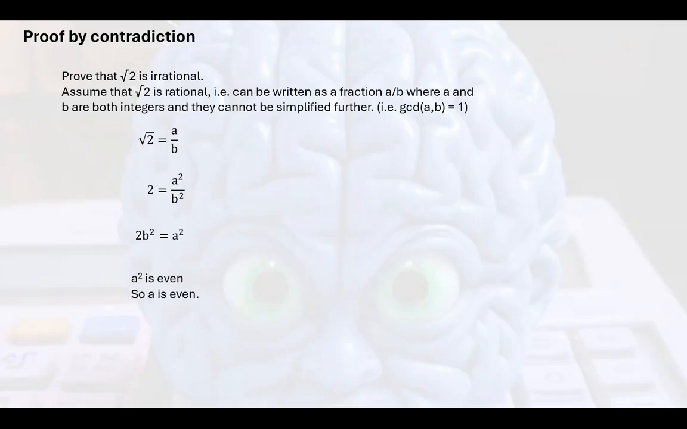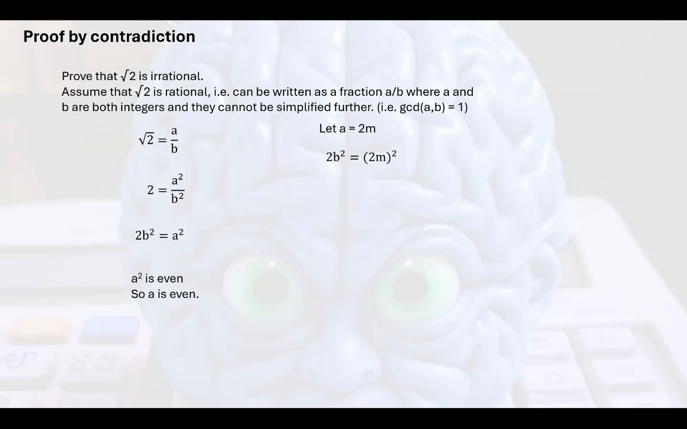You could actually prove that by a little contradiction. You could say, well, suppose a was odd. That means like 2n plus 1 squared is odd, and you can work that through. So if a is even, that means a can be written as 2m, where m is some other integer.